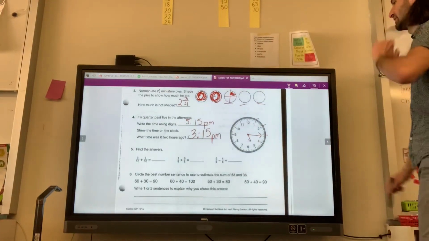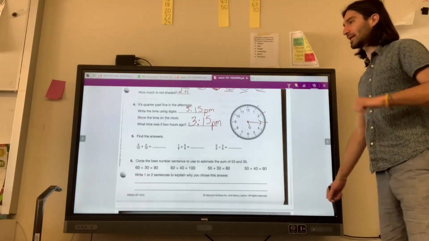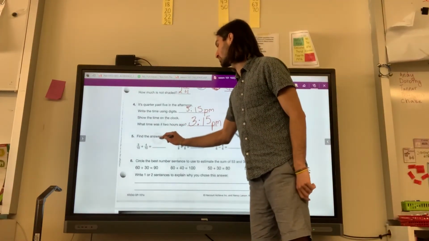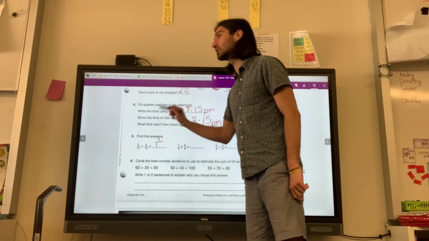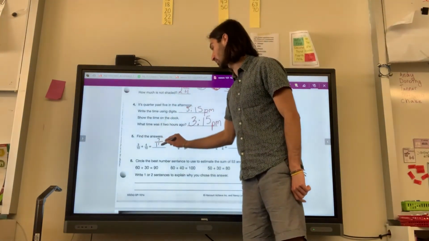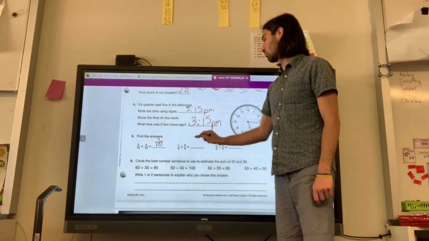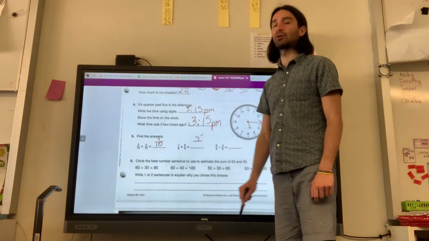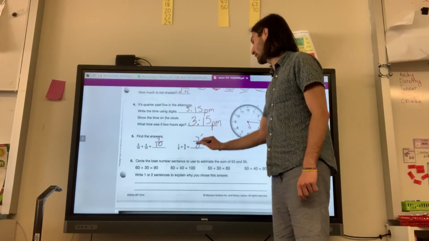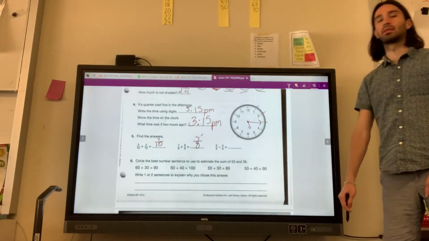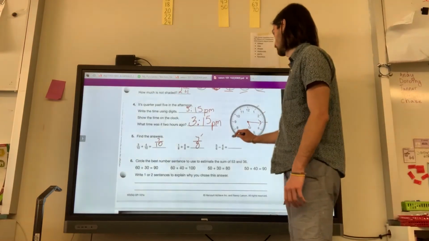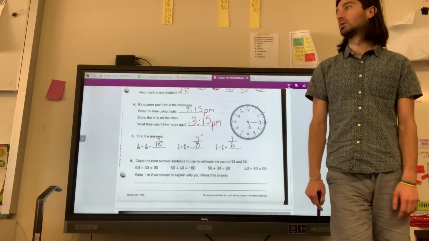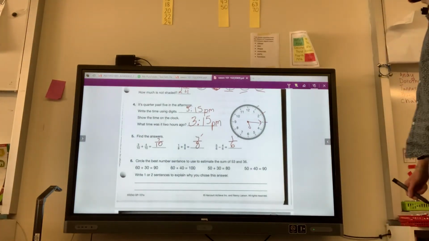Okay, let's find these answers. 3 out of 10 plus 4 out of 10. Remember, we only change our numerator. Our denominator stays the same. Again, the numerator is the top number, and that's the numbers that we add or minus. And the denominator, the number on the bottom, is the number that stays the same. Numerator changes, denominator stays the same.